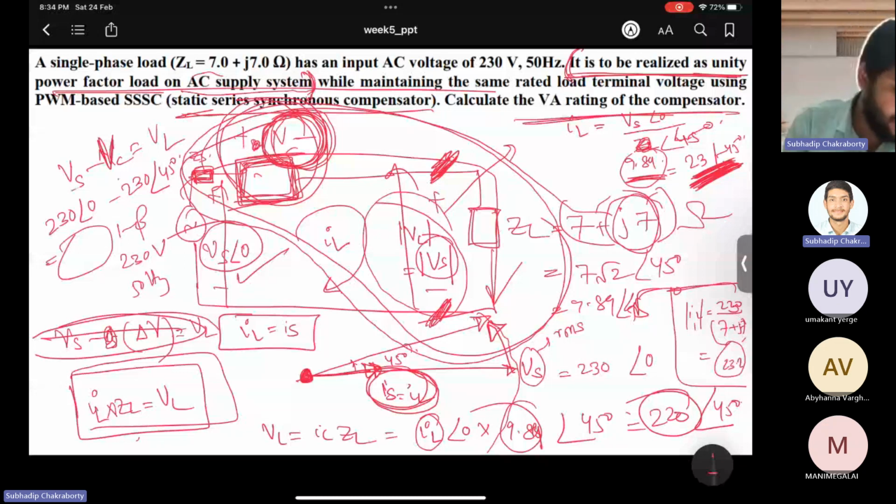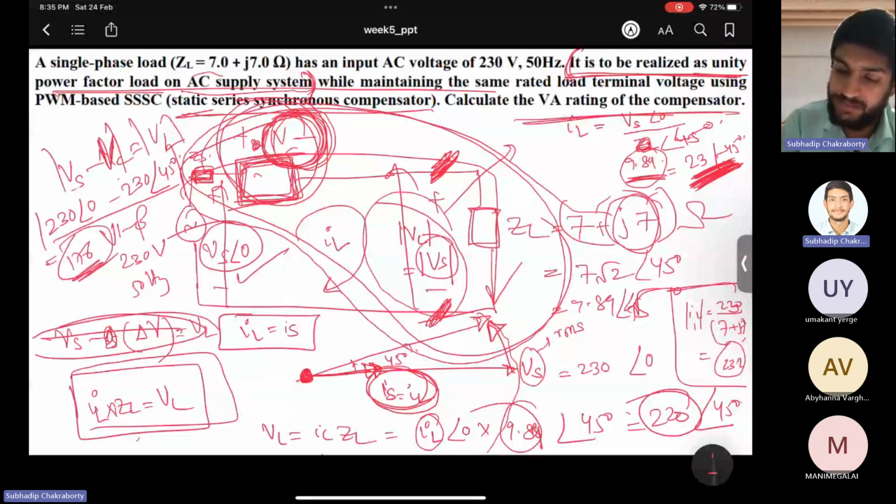230 minus 230 angle 45, what is it coming? Some 176. Just calculate the amplitude, right? Sign does not matter. So around 176 volts will come. 176 multiplied by 23.2 is your KVA rating, or volt ampere rating is asked. So 176 multiplied by 23.2, what is it coming?